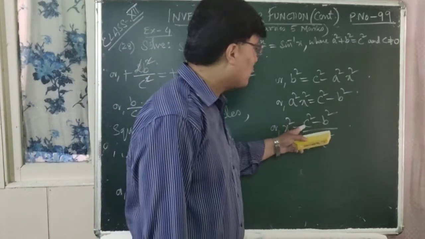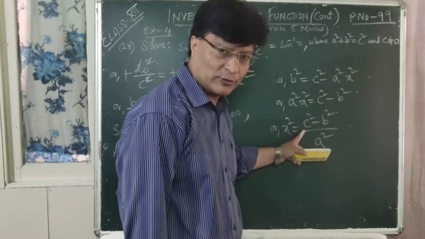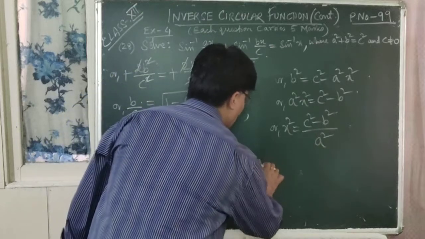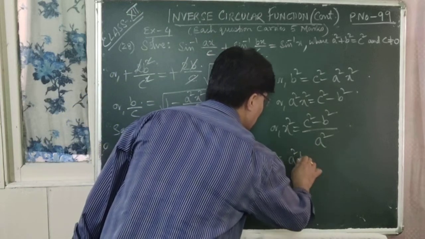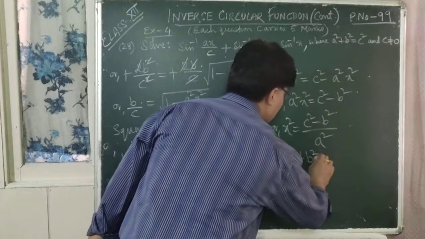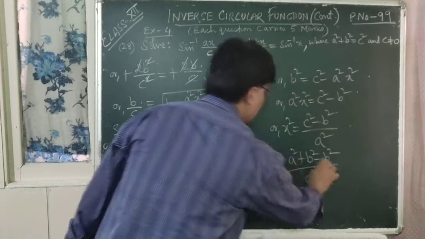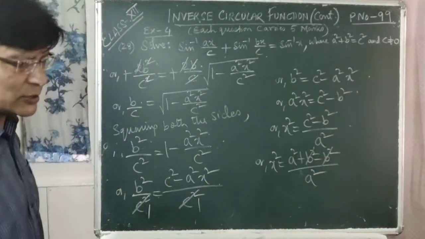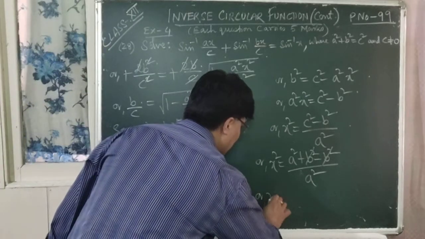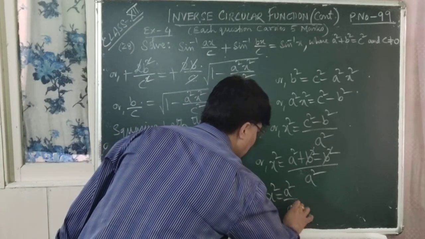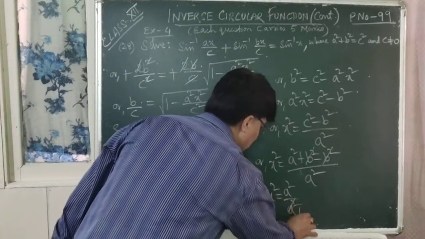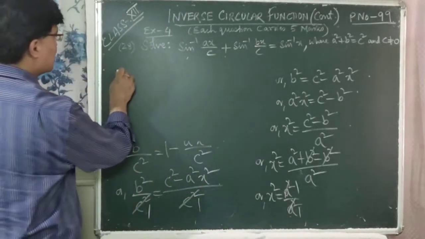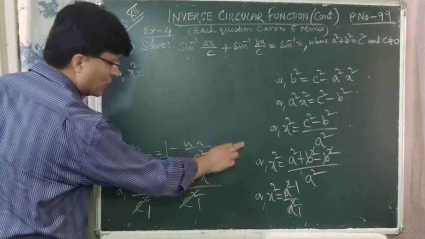Now again from the given, you can put the value for c square here also, isn't it? Again you can put c square is equal to what? a square plus b square. So x square is equal to a square plus b square minus b square divided by a square. Is it clear? So here b square minus b square gets cancelled. Or what do we get? x square is equal to a square by a square. So here also it can be cancelled. Is it clear?